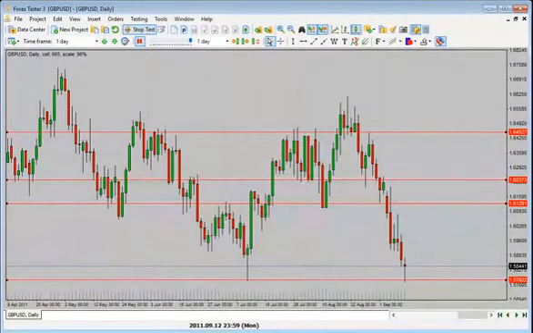Welcome to our backtesting jam session. Today we are testing the daily candlestick trade strategy. So this is one of the simplest trading strategies that I know.